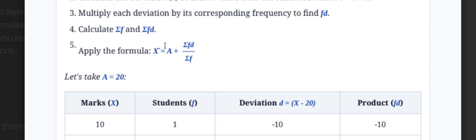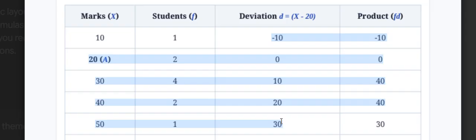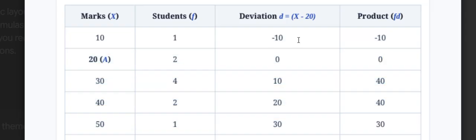So in this case we have assumed 20 as the mean, and from that we have calculated the deviations. Now I think the deviation work you have understood, right? After that, I multiply the deviation with the students. So minus 10 into 1 is equal to minus 10. 0 into 2 is equal to 0. 10 into 4 is equal to 40. 20 into 2 is equal to 40. 30 into 1 is equal to 30.